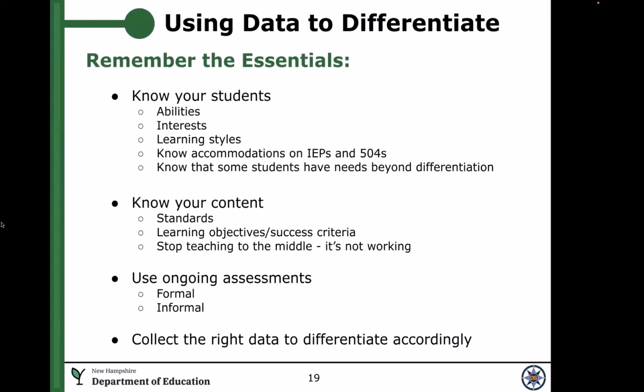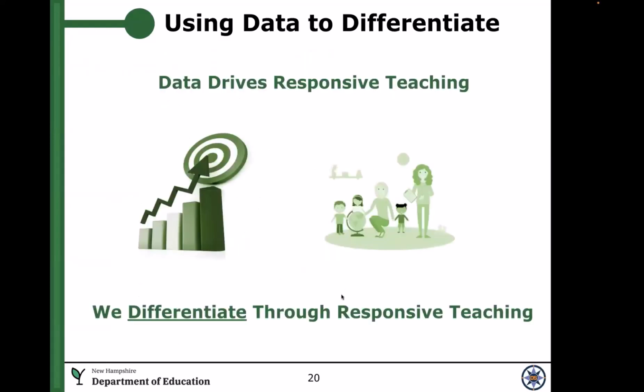We've broken them down into what we mean when we're talking about formal or informal assessments and how we're going to use them in order to collect data. And that data is going to help us differentiate in our classroom. So we wanted to really make it clear that data is going to drive our responsive teaching in our classroom. This collection of data is going to help us respond to the students in front of us. And we differentiate through responsive teaching. So when we talk about differentiation or responsive teaching, they're kind of one and the same.